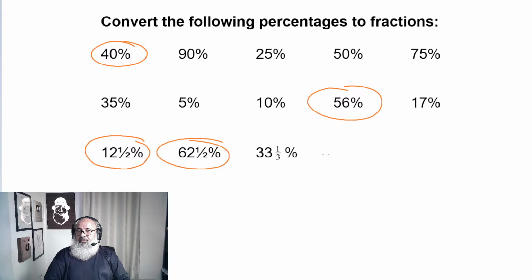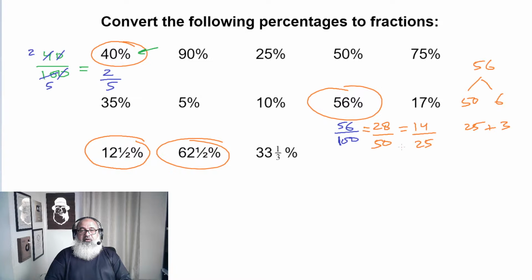Half of 56 is what? 28, because half of 50 and half of 6 you can do separately. This is 25 and half of 6 is 3. So if you add them, it's 28. And half of 100 is 50. Again, half of 28 is 14, and half of 50 is 25. Now we have the simplified form of 56% as a fraction.